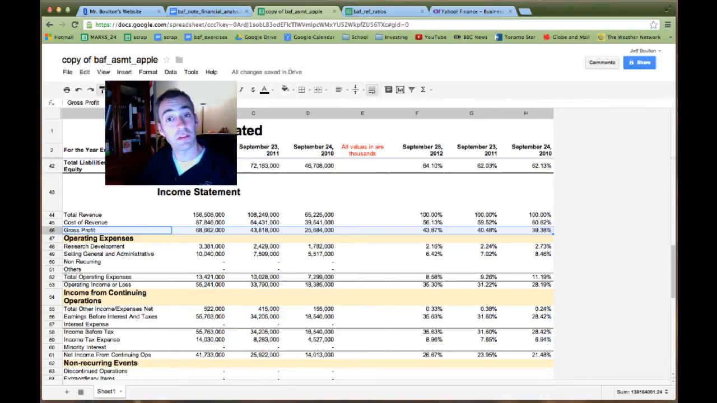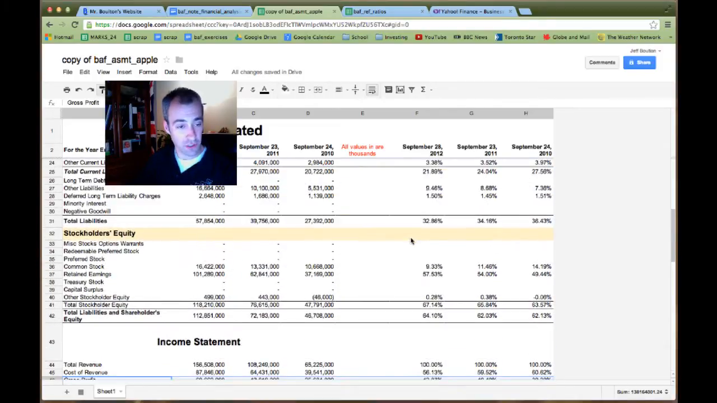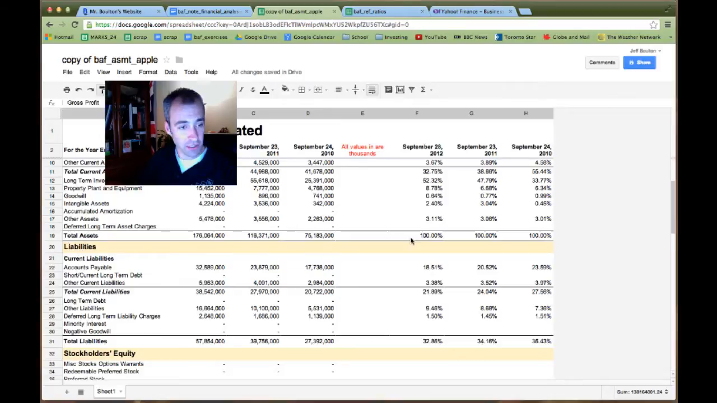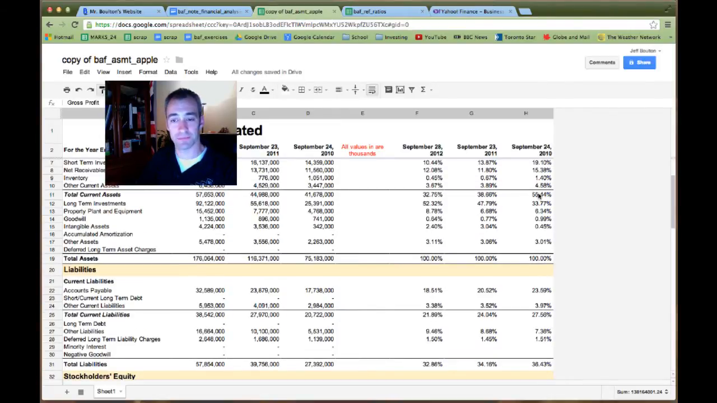So, an example of maybe what a negative trend might look like. If you scroll up to the balance sheet and you take a look at current assets, take a look from 2010 down to 2012, the percentage of all assets that are short-term liquid assets has been falling.